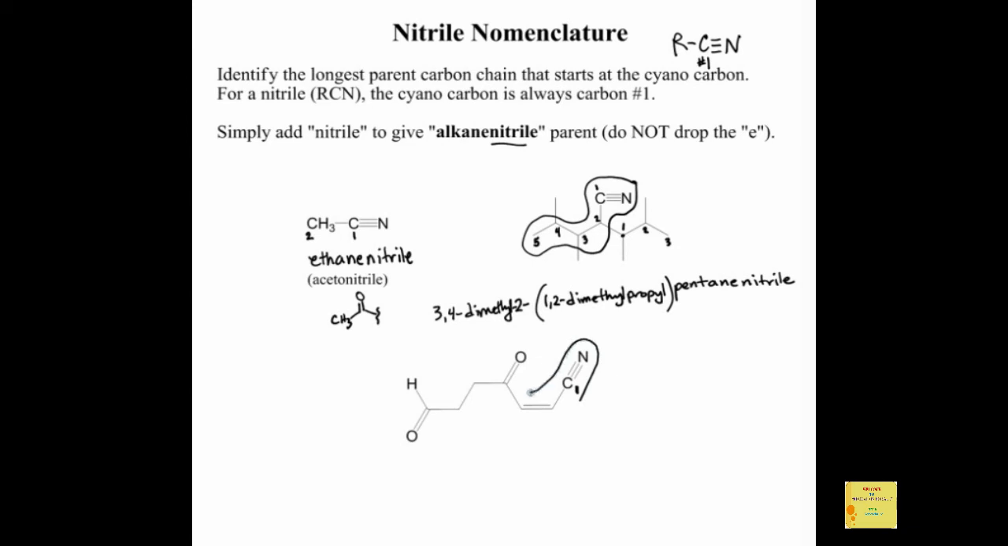So let's include that nitrogen in our parent so we make sure that we've already accounted for it. 1, 2, 3, 4, 5, 6, 7. So a 7 carbon chain is heptane. Double bond makes it heptene, so we have a 2-heptene. And how do we make this a nitrile? We just add the word nitrile to the end. So that means the first carbon of that 7 carbon chain is part of a carbon-nitrogen triple bond. So we have 2-heptene nitrile.